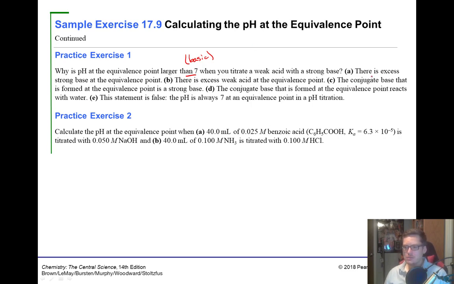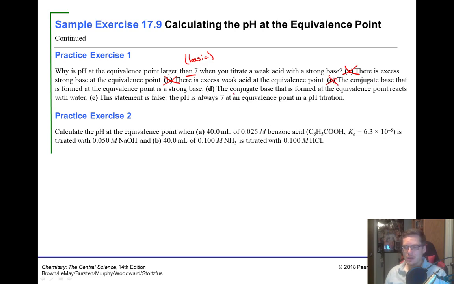So let's see if that's an option. There is excess strong base at the equivalence point. Well, that doesn't make sense because that's the exact opposite of the definition of the equivalence point. The strong base has to equal the weak acid we started with. All right. There is excess weak acid at the equivalence point. Well, if there is excess weak acid, then you wouldn't be at the equivalence point. And not only that, but you'd be below 7, not above 7. The conjugate base that is formed at the equivalence point is a strong base. Well, that doesn't make sense. The conjugate base came from a weak acid, so it has to be a weak base. So that one's right out.